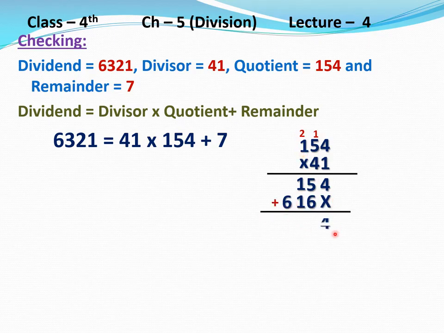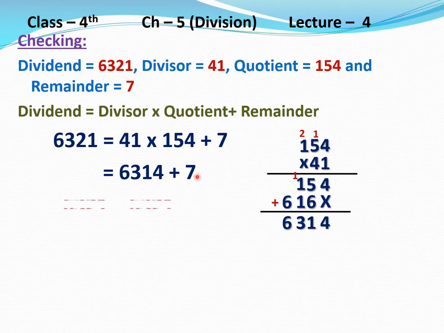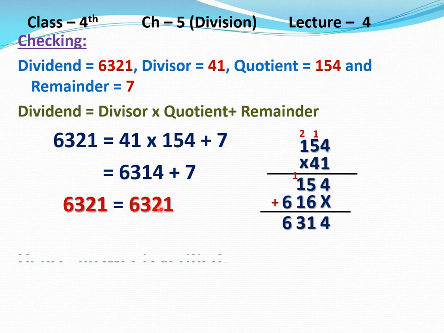Now we will do addition. Write 4 here, 5 plus 6, 11, write 1 here and 1 will be carry, 1 plus 1, 2 plus 1, 3, write 3 here and write 6 as it is. 154 multiply 41 equal to 6314. Write down equal to 6314 plus 7. Now we will do addition. 6314 plus 7, that is equal to 6321. Clear? Now see, left hand side and right hand side both are equal, hence answer is verified. Clear?